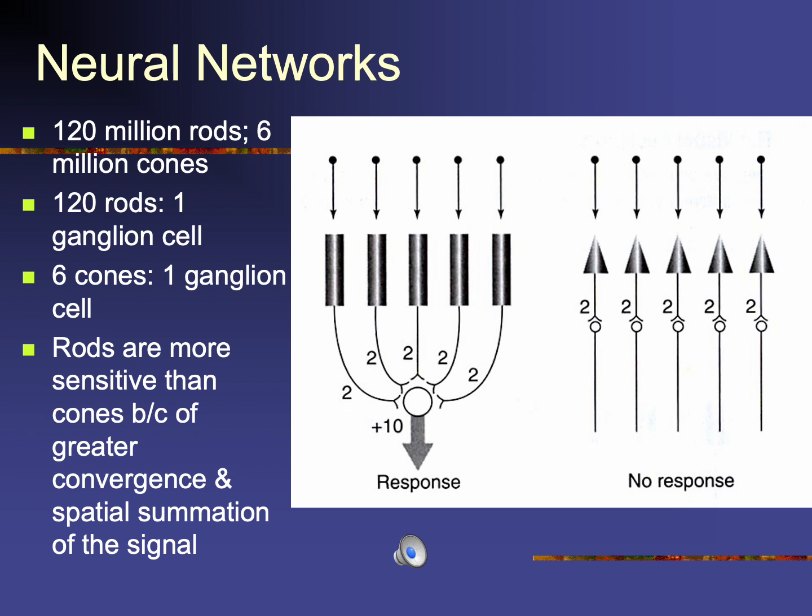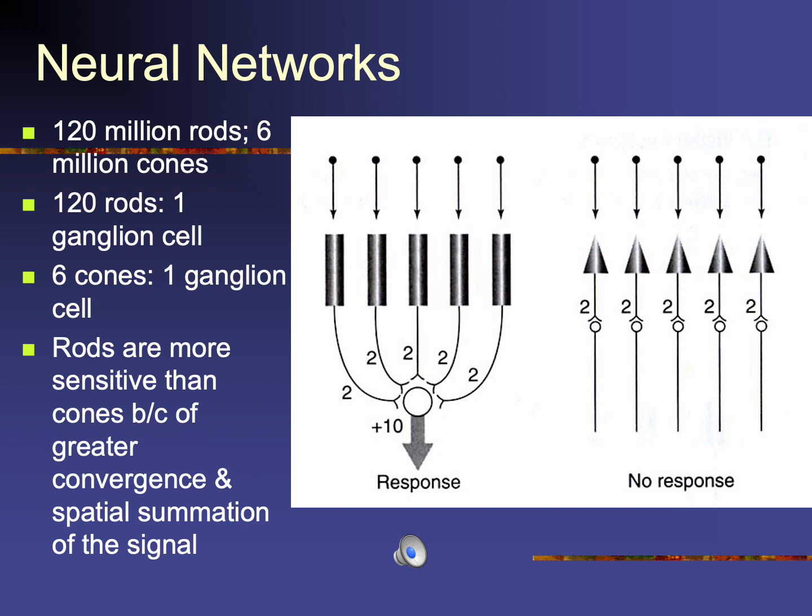Then finally you have 6 cones for one ganglion cell. Now you can see a big difference there. 6 cones are going to activate 1 neuron. So obviously your nervous system is very attentive to the cone patterns. The information that the cones convey to the ganglion cells is obviously much more important than the rod information.